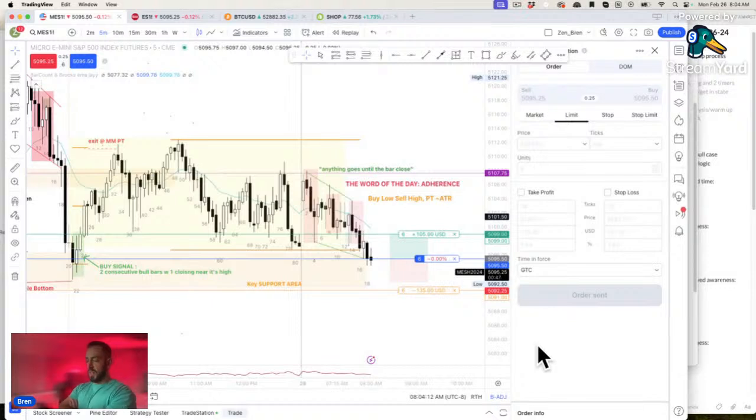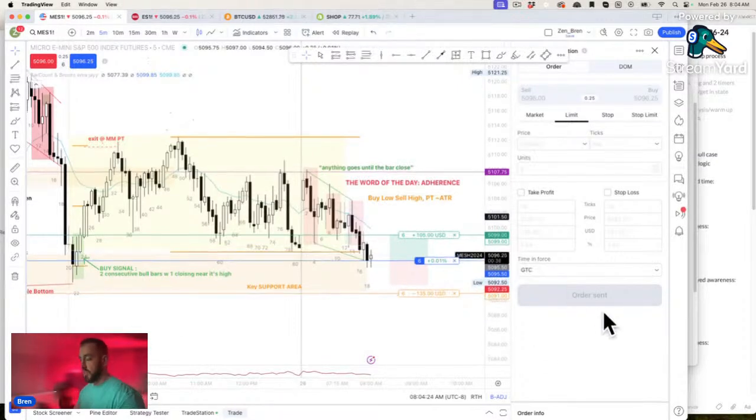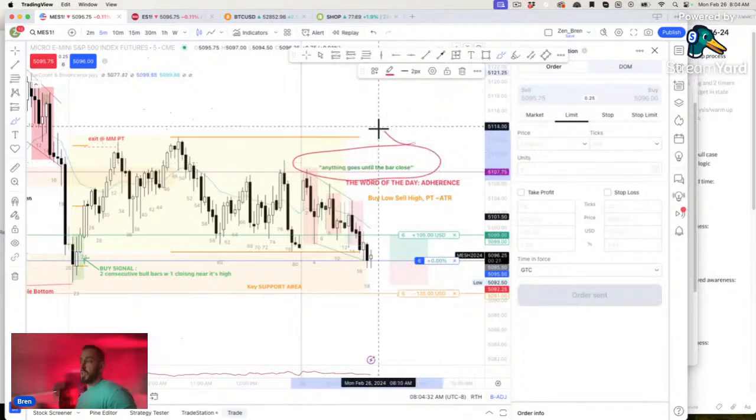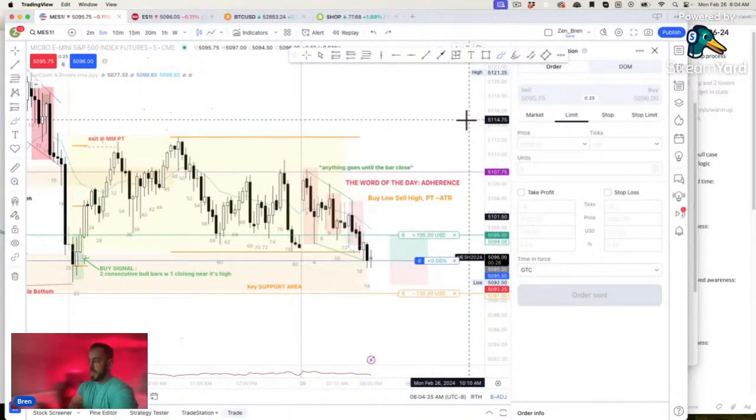That's what I've discovered it takes to do well at this. What does it take to do well at trading? Blend of discipline and fun. So the bulls are trying. They don't seem to be making much progress here, but as we say on the channel, anything goes until the bar close. Anything goes until the bar close. So we'll wait and see what happens.